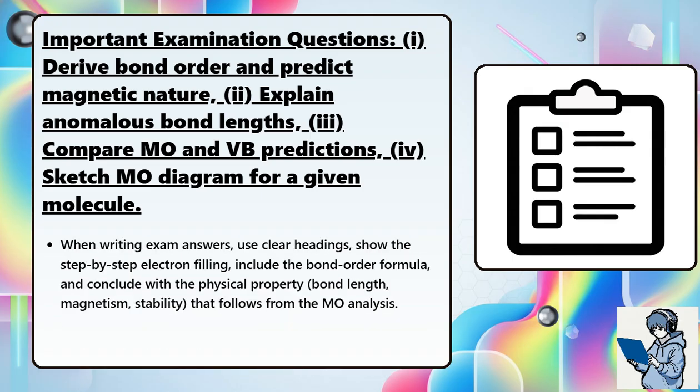When writing exam answers, use clear headings, show the step-by-step electron filling, include the bond order formula, and conclude with the physical property, bond length, magnetism, stability, that follows from the MO analysis.